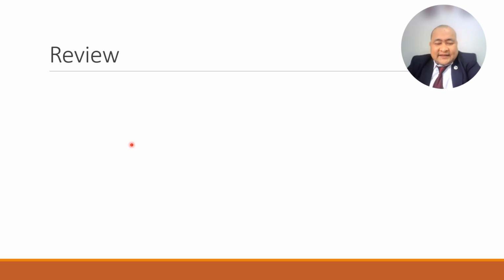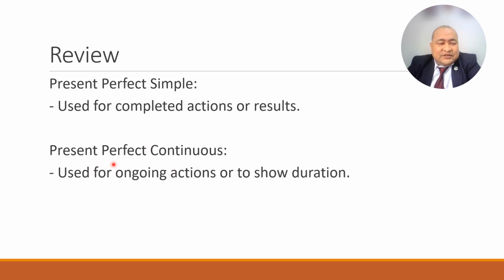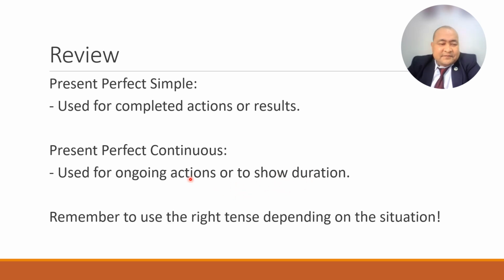Okay, so let's review again to refresh our understanding. Remember, present perfect simple is used for completed actions or result. Completed, already done. While the present perfect continuous is for ongoing action or to show duration. Remember to use the right tense depending on the situation.